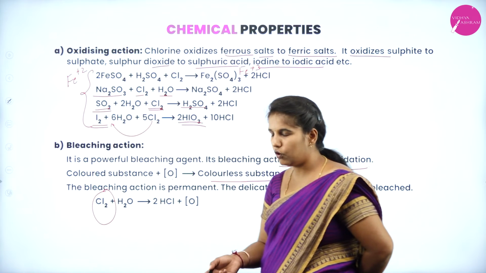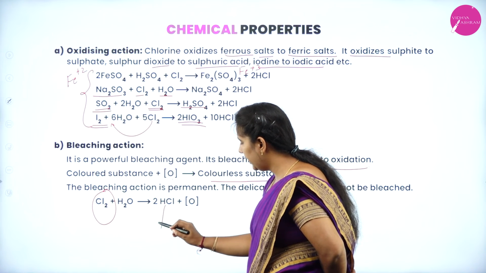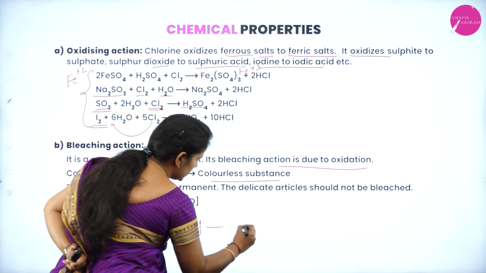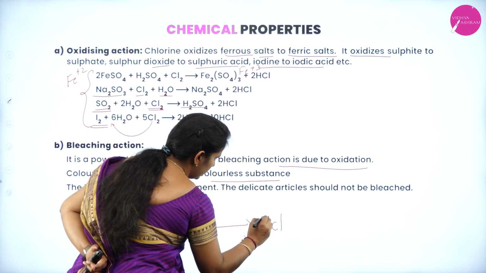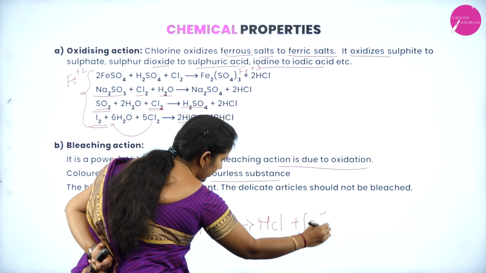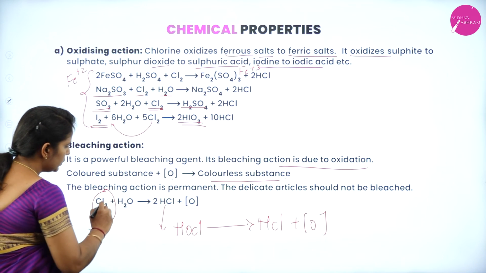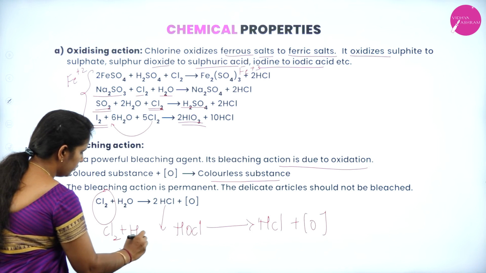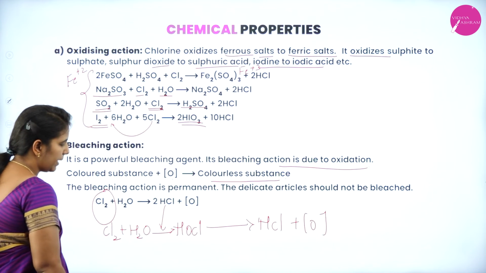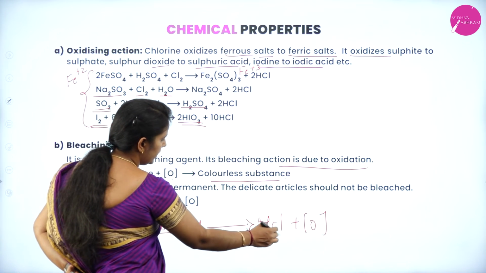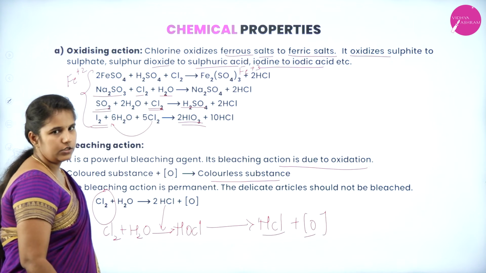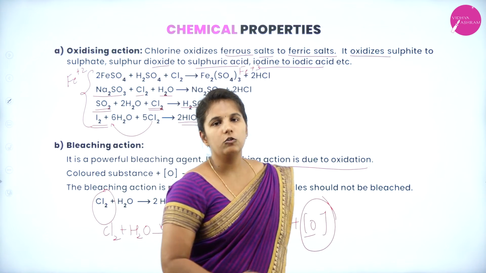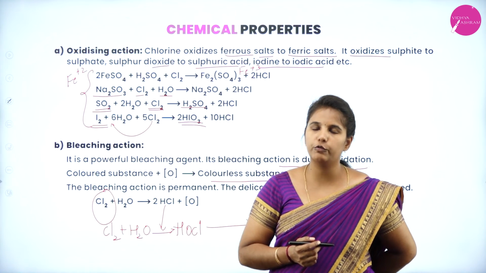You can see that if chlorine reacts with water, it forms HCl. Later, this HOCl undergoes decomposition and forms HCl, and nascent oxygen will be released. If you write this reaction, that is also okay, or else you write Cl2 plus H2O gives rise to HOCl, that is hypochlorous acid. This hypochlorous acid in turn gives HCl with a nascent oxygen. The nascent oxygen which has been formed is mainly responsible for the bleaching action of chlorine.